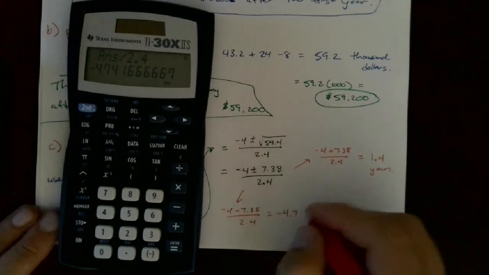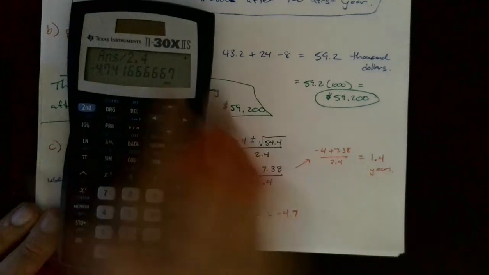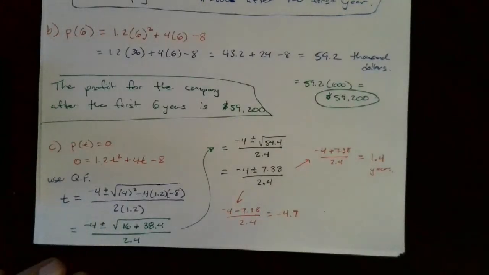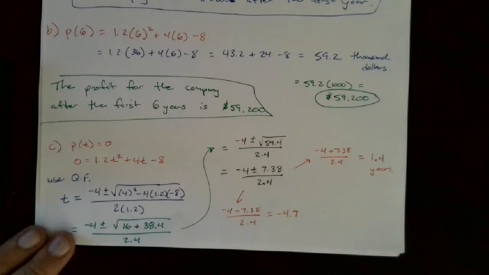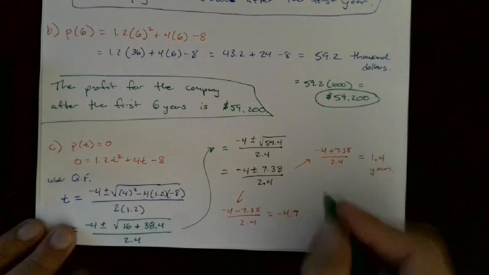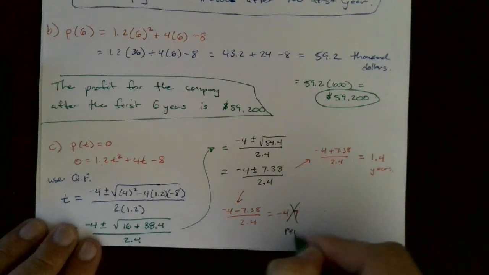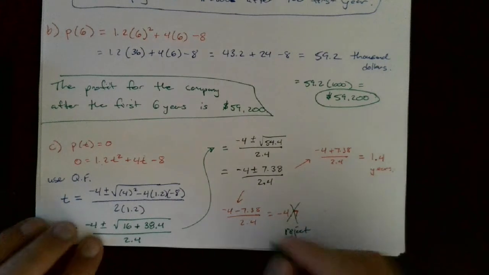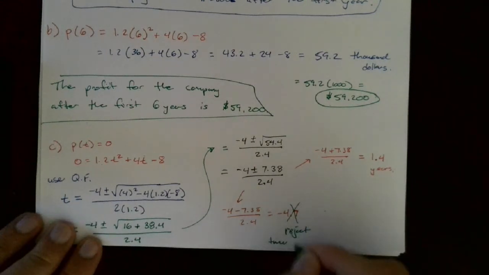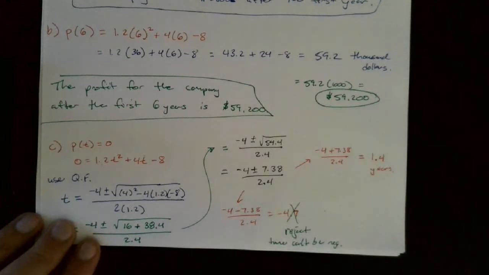What's this supposed to be measured in? Well, time, right? We're finding time when we break even. That's years, but does that make sense to have negative years? You can't go back in the past to break even. So we reject this, because time can't be negative, right? So make sure you know that. And you should say reject. You can't just show me both answers.